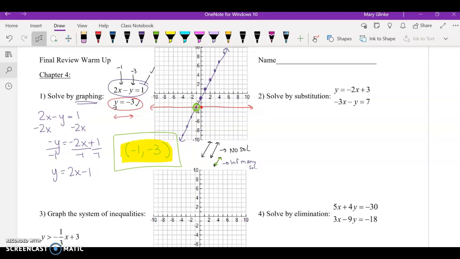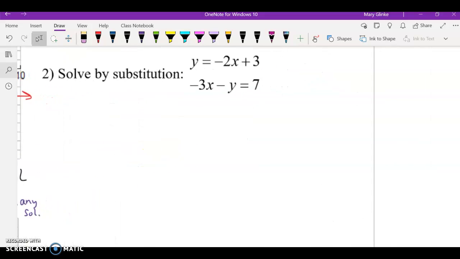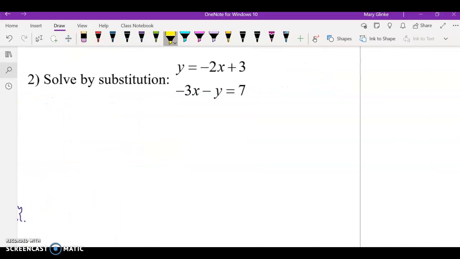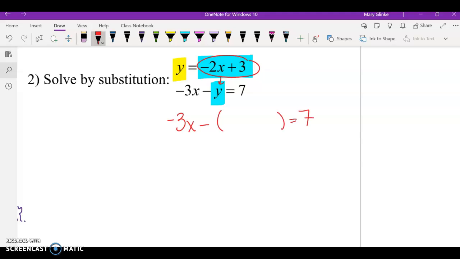We also can solve systems of equations using substitution. In order for substitution to work, you have to get a variable all by itself. So you see that y equals -2x plus 3. Once a variable is all by itself, you're going to take whatever it equals and plug that in to the other equation for whatever variable you solved for. So you get -3x minus, normally you'd write y, but instead of writing y, we're going to write whatever y equals, so the -2x plus 3.